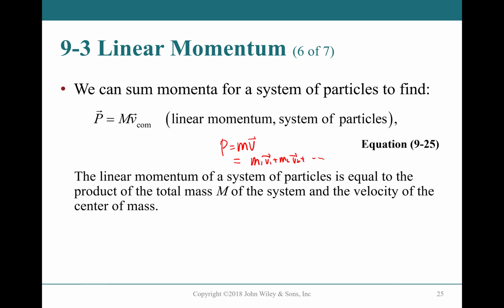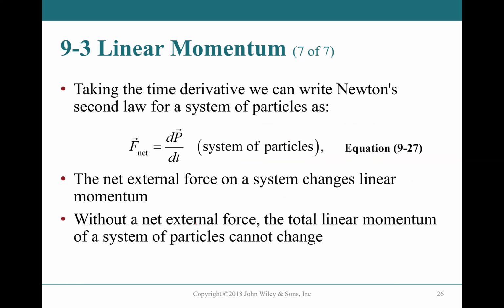And keep on going. This whole thing, you can write it as total mass times the center of mass velocity. The linear momentum of a system of particles is equal to the product of the total mass of the system and the velocity of the center of mass. The center of mass for a system of particles is very important because we have to use it to analyze the momentum. The center of mass velocity determines the momentum of the object.